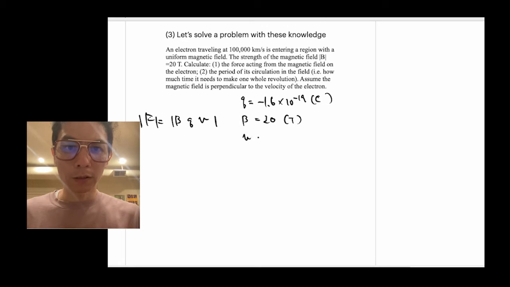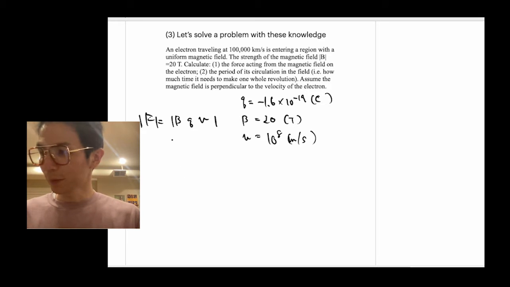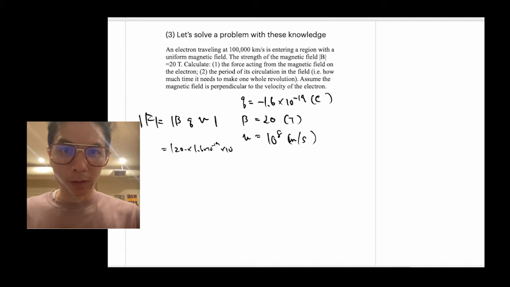And V, velocity, is 100,000 kilometers per second, but the standard unit is meters per second. So if you want to write it in meters per second, it's going to be 10 to the 8th meters per second. And what you have to do is just plug these numbers into this equation. It's pretty simple. Equals 20 multiplied by 1.6 times 10 to the negative 19th. Because this is an absolute value, I'm going to eliminate this negative. And V, which is 10 to the 8th.